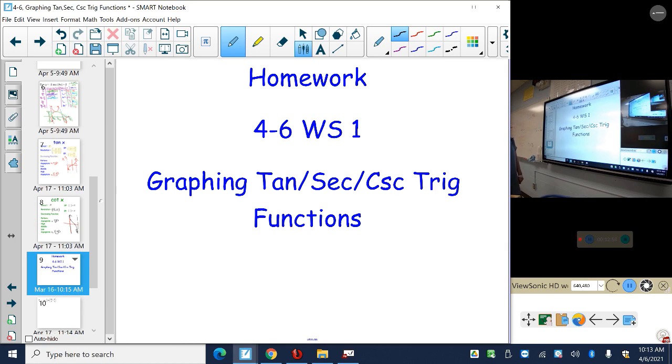Tonight's homework is going to be tangent, secant, cosecant, trig functions, and I'm going to do a tangent function for you now.